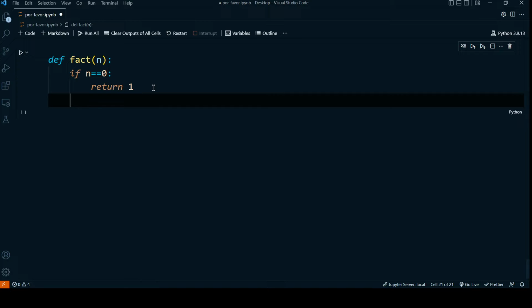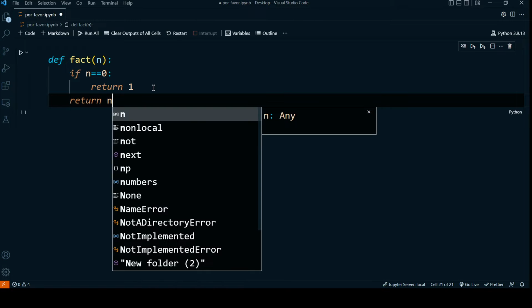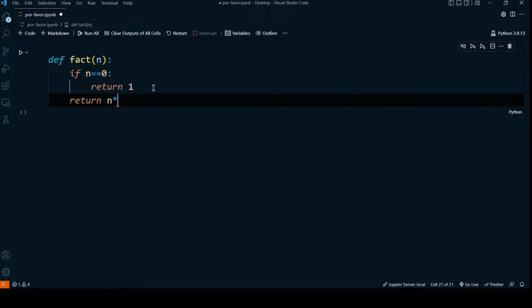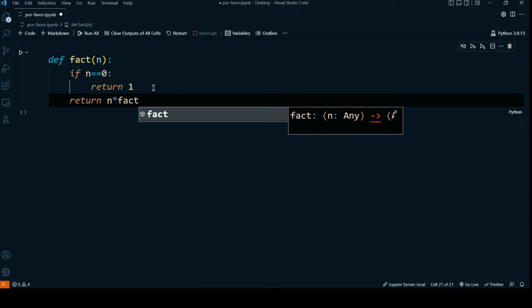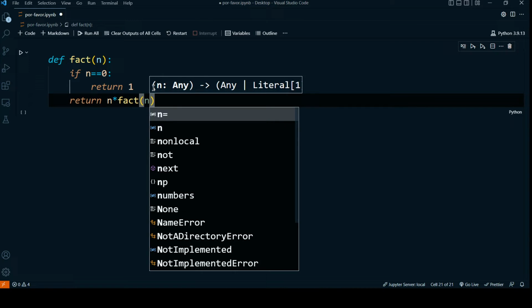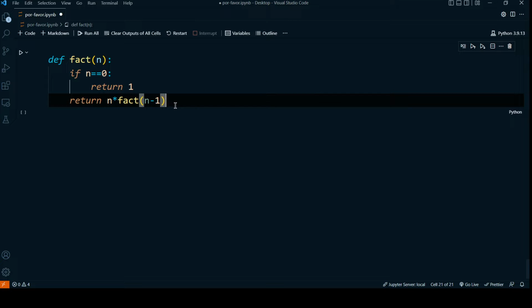Otherwise, it will return n multiplied by factorial of n minus 1. So what is happening over here?